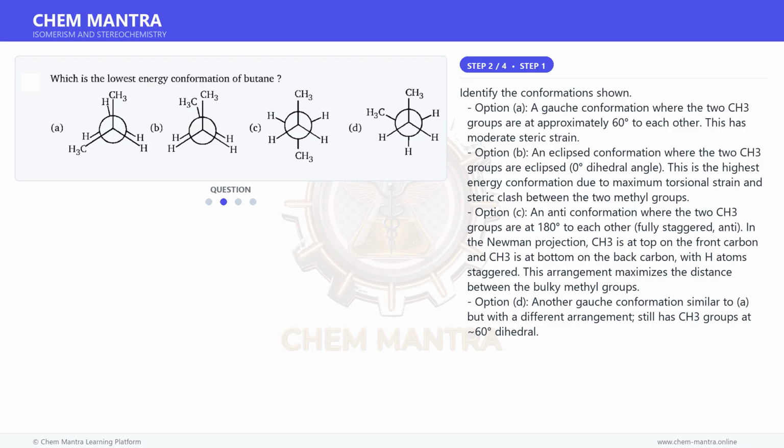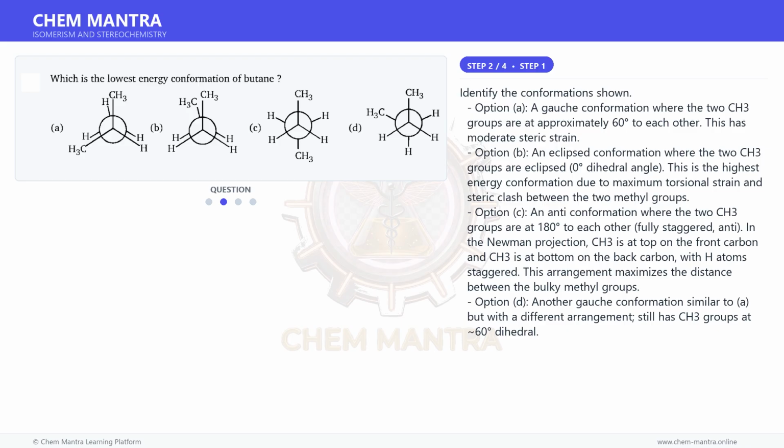This is the highest energy conformation due to maximum torsional strain and steric clash between the two methyl groups. Option C. An anti-conformation where the two CH3 groups are at 180 degrees to each other, fully staggered, anti.